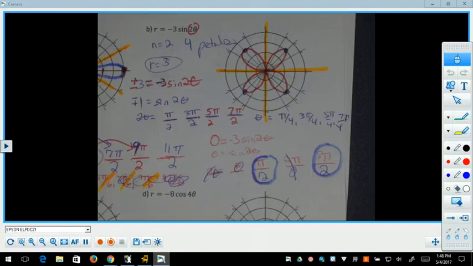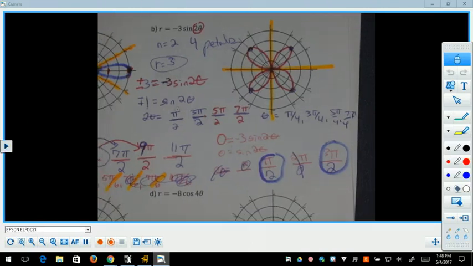See if you can find the petal tips and asymptote locations for C and D. You don't need to graph them yet. Just see if you can find their locations, and then we'll talk about graphing them.